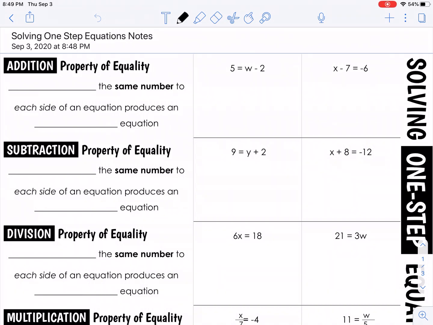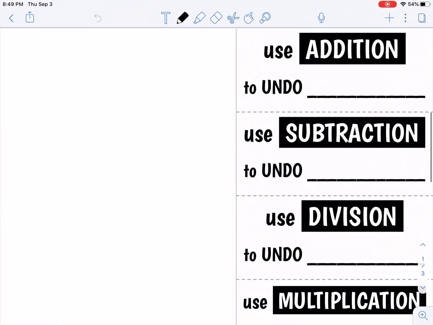All right, so we're going to be talking about solving one-step equations, okay? And before we go to this page, I'm actually going to scroll down and we're going to look at this. So the first thing that I want to talk about is inverse operations.